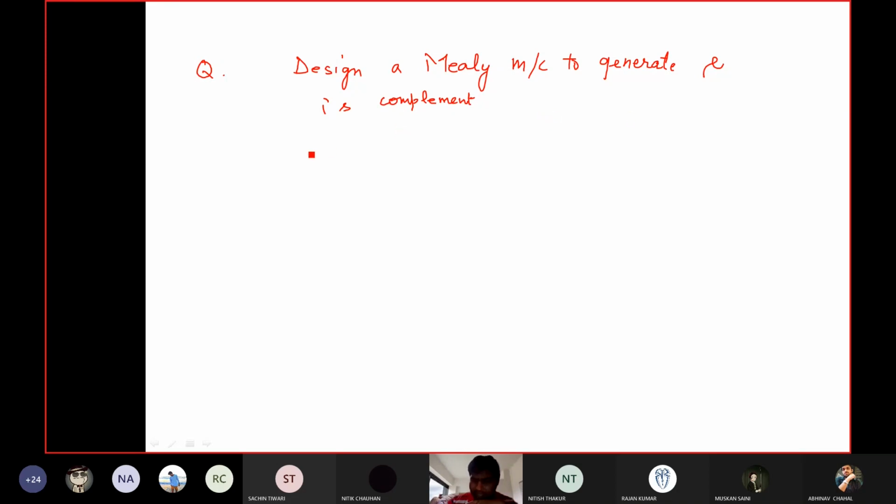See, as we have seen the concept of a Mealy machine, your output depends on the current input applied on the state, right? That is the output function. That means output is always associated with the transition. Is it clear to all?